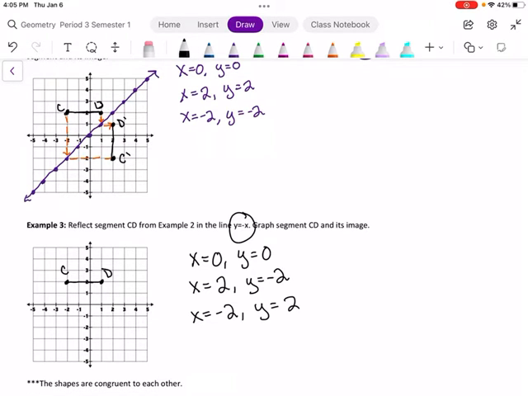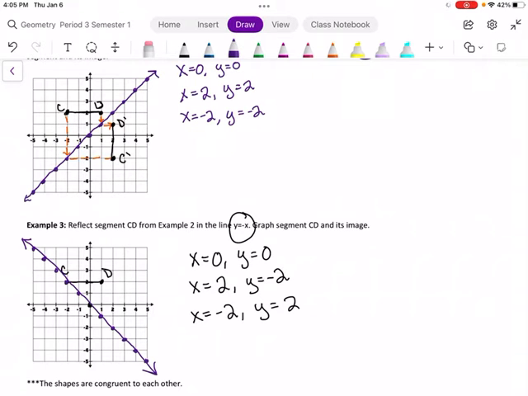So this one, instead of going up 1 over 1, we are going to be going down 1 to the right 1. And knowing how to graph these lines will be important. There will be 1 or 2 on the test where you have to graph these slanted lines. And there we go.